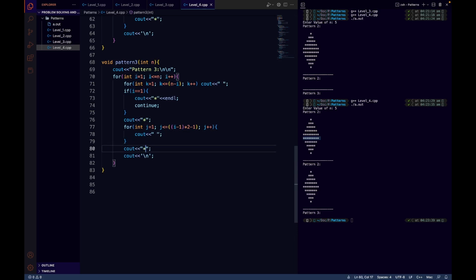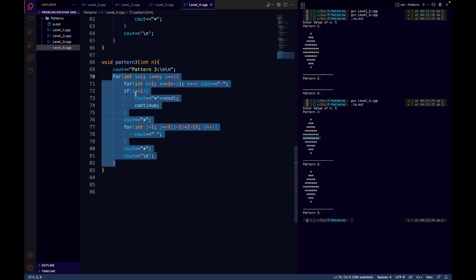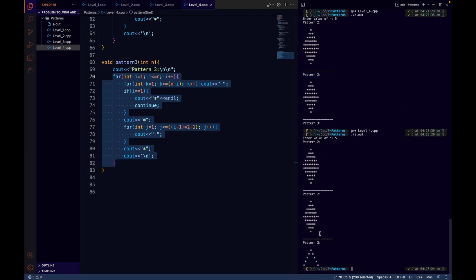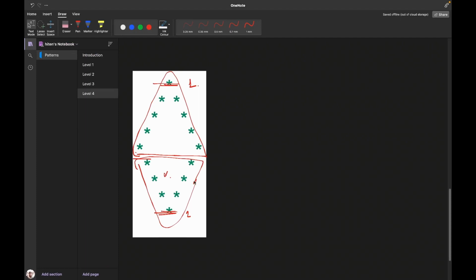So we printed the asterisk, and we have also printed the spaces between the asterisks. This particular code can print the upper half of the pattern. Let me just run it quickly and check whether it is doing its job or not. Let me input 5. So we are getting the upper part of the pattern.